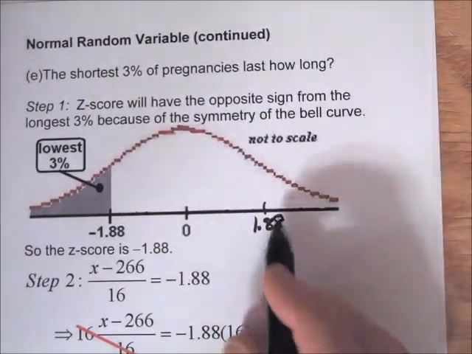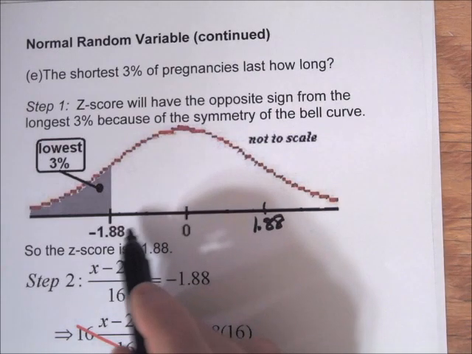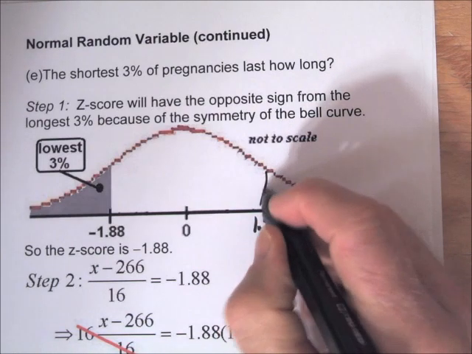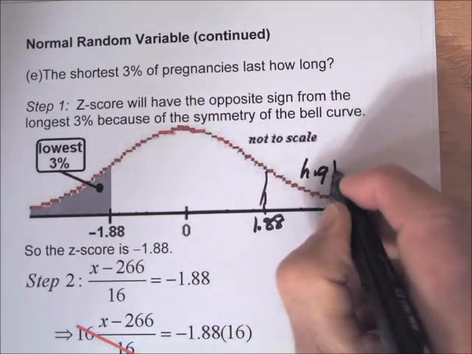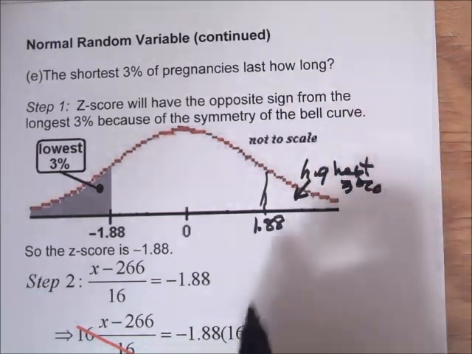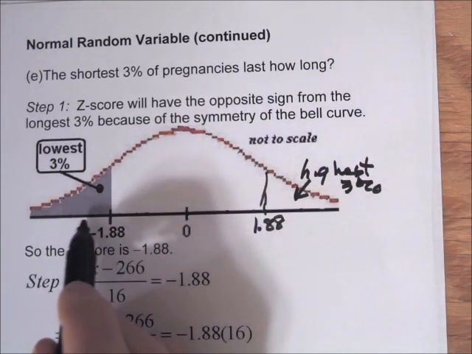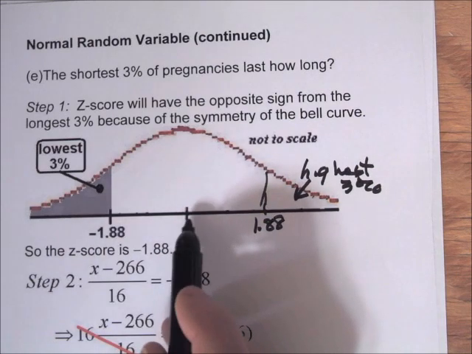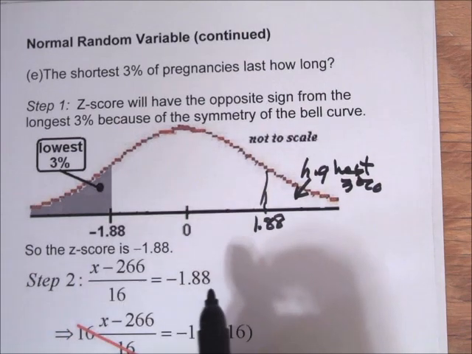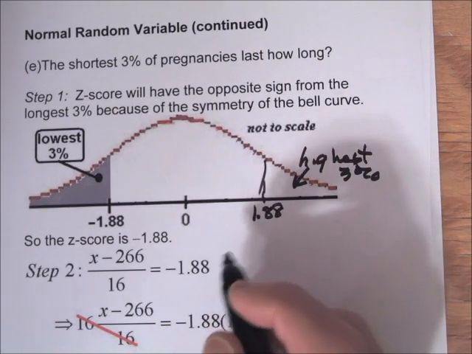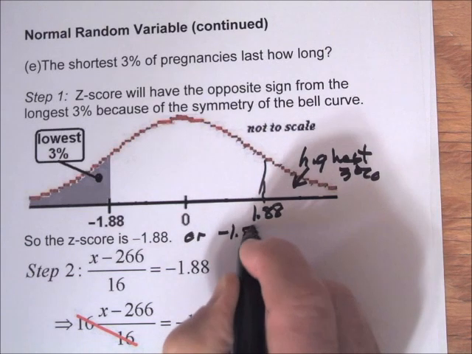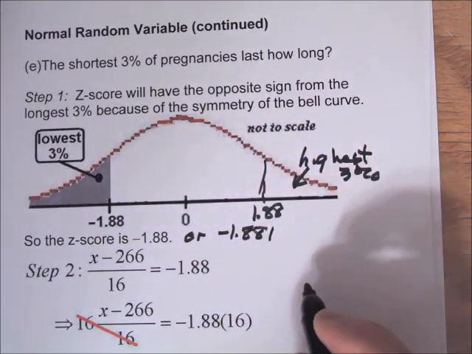That was from the last problem. And because of the symmetry, this is the highest 3%. This is going to be the same except for the sign. The z-score of 0 is in the middle. Negative 1.88 would be the z-score for the lowest 3%, or you could maybe guesstimate negative 1.881 would be a little bit more accurate.